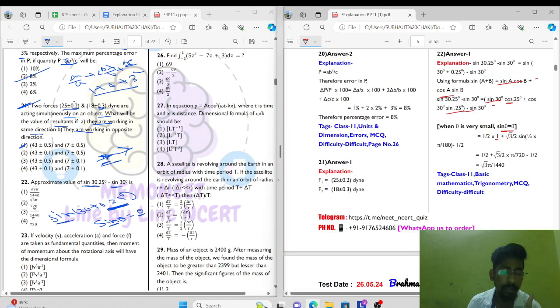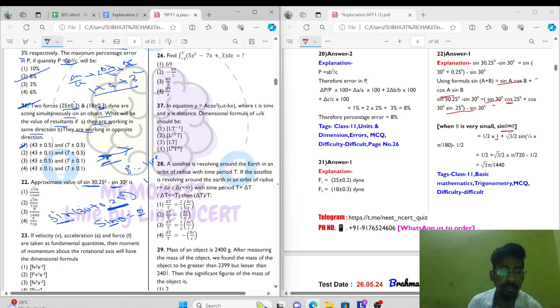Now to convert this to a radian value, you have to multiply this by pi by 180, because we know pi is equal to 180 degrees. That means 1 degree equals pi by 180. Right? This is how you can convert from degree to radian. Multiply the degree value with pi by 180.